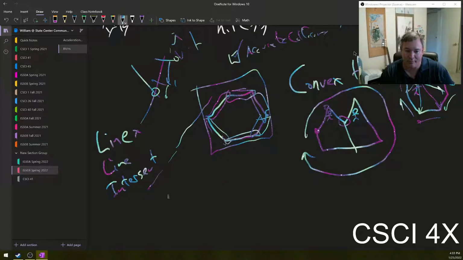So then there's point containment, right? Is this point within the convex hull? And that's kind of a fun algorithm. There's a lot of different ways of doing this.